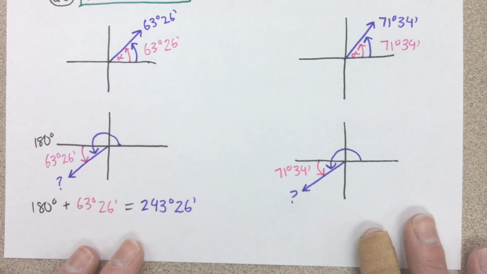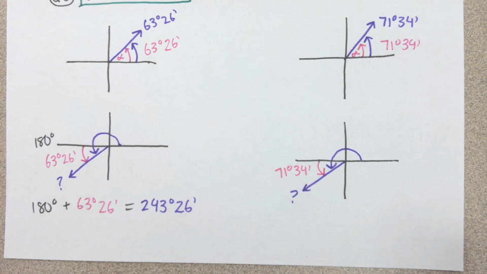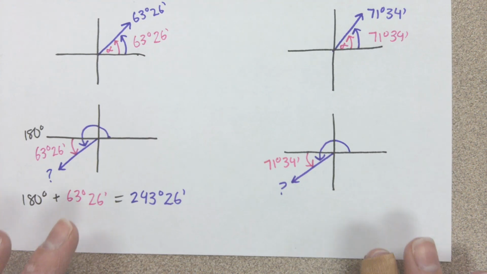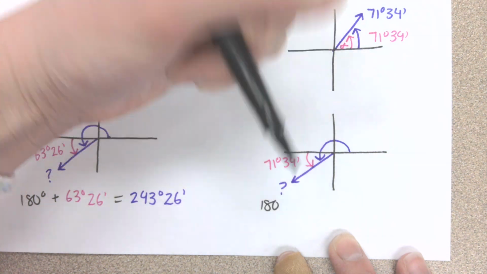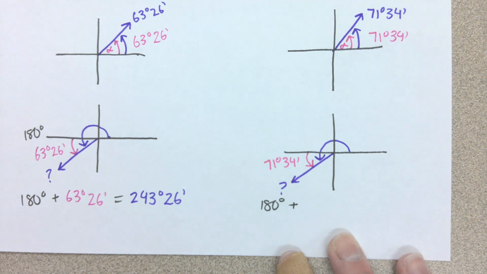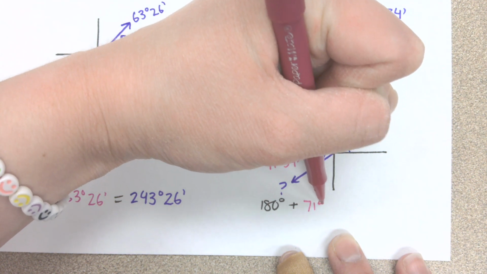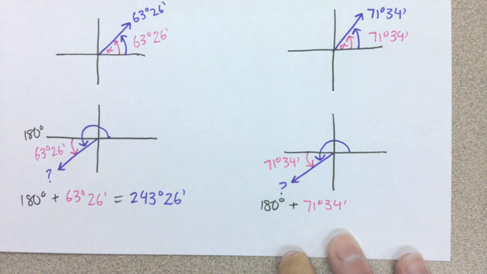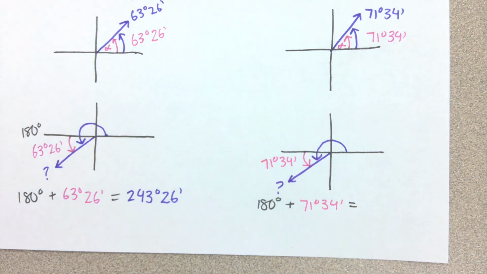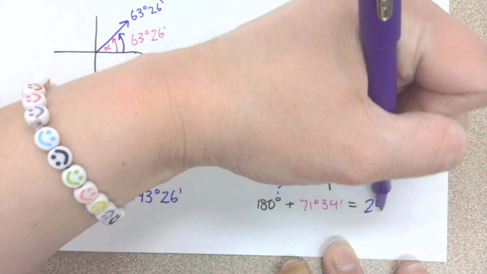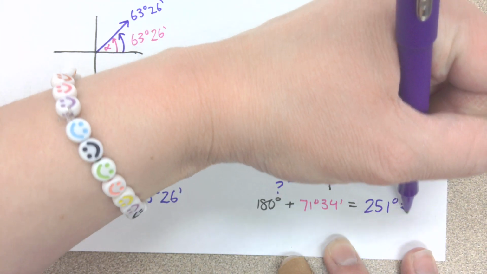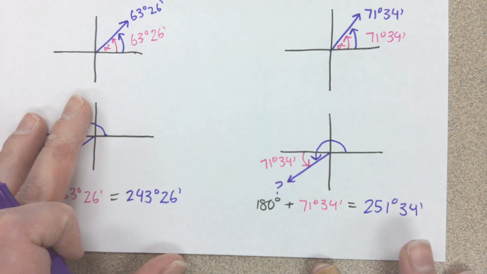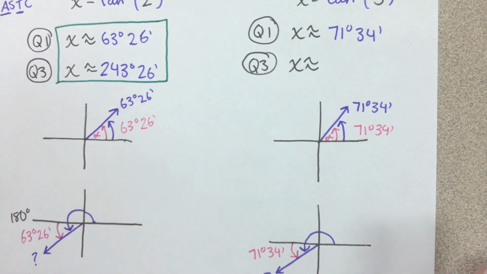And because we're in the same quadrant as before, the calculation will be the same, just with the new value of alpha. 180 plus, this time alpha is 71 degrees, 34 minutes. Using the calculator, you'll get 251 degrees, 34 minutes. That is the other value of x that we're looking for.